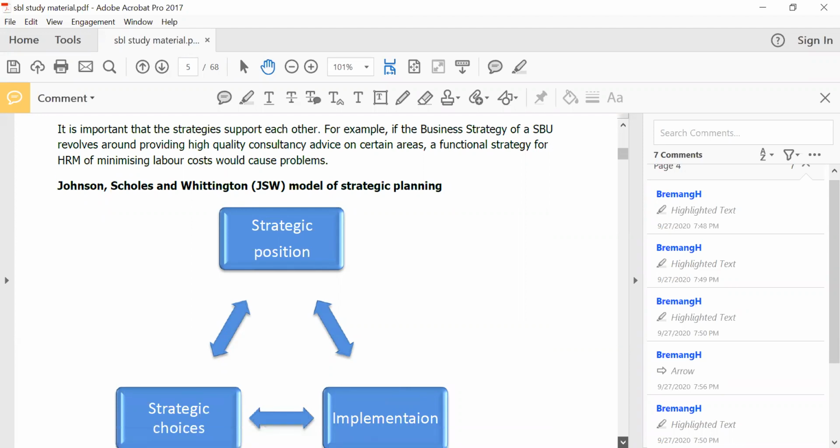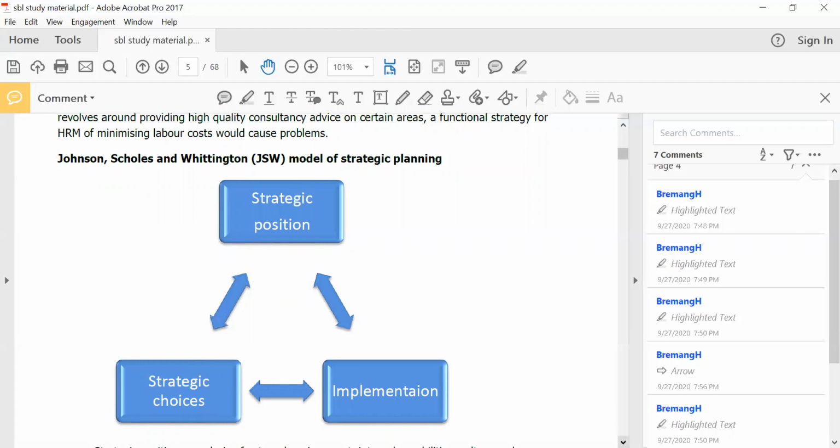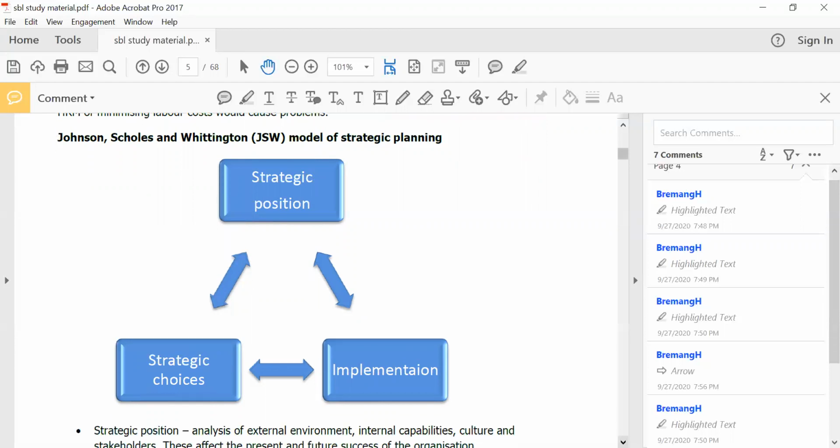So we are saying that some big guys who actually talk about the model of strategic planning are Johnson, Scholes and Whittington. Johnson, Scholes and Whittington. They came out with a model on strategic planning, and they came out with strategic position. If you want to come out with a strategic plan, you are supposed to come out with a strategic position. Then you come out with a strategic choice. Then finally, you look at strategic implementation.